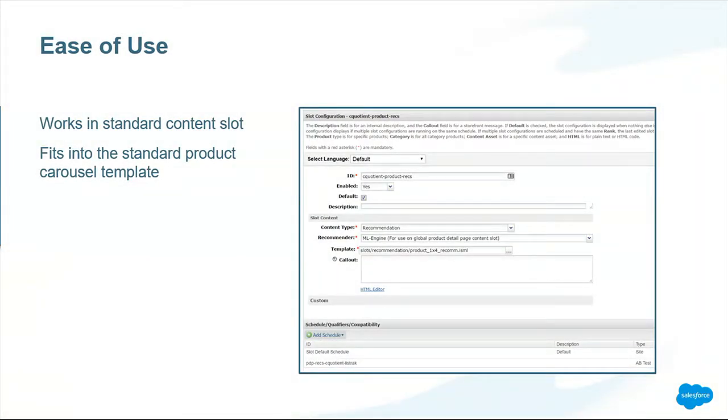Again, this is our admin tool, Business Manager, which controls the display and the schedule. So you pick your content type, which is recommendation. You select your business logic that you want to use for this particular zone. You select your styling template and give it a schedule. That's it.